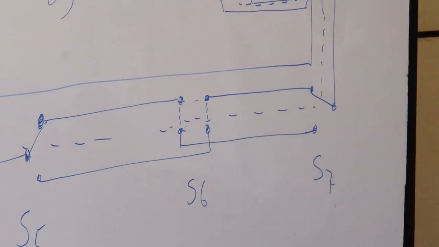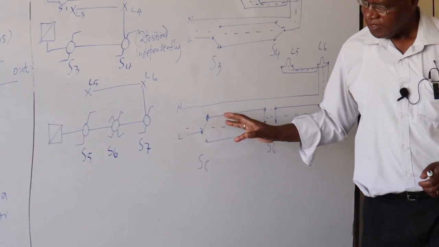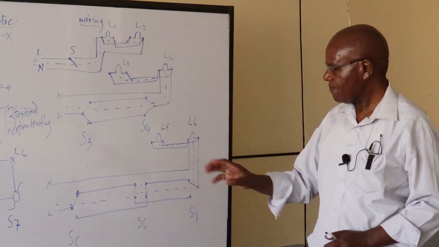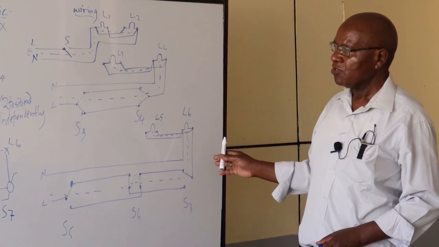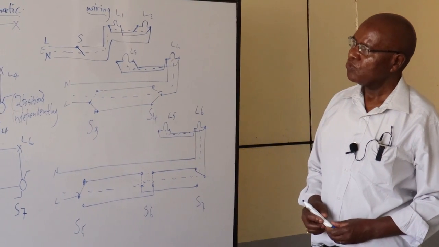Now that is the standard way of doing it. Of course, there are shortcuts when it comes to the wiring, which I think is not advisable to learn at this stage here. We teach you the professional way of doing it. So basically, in the lighting circuits, those three controls are the ones which you come across.